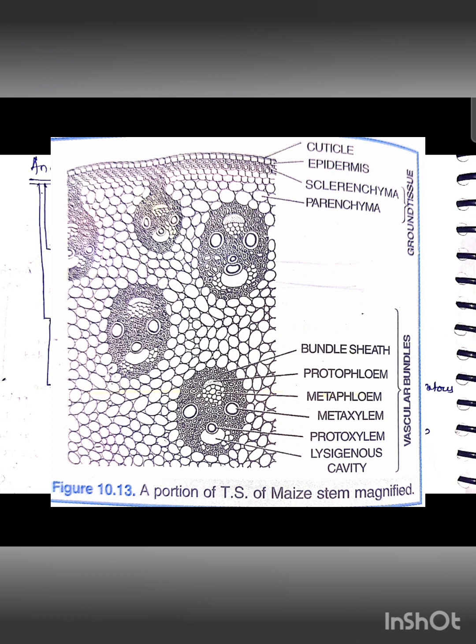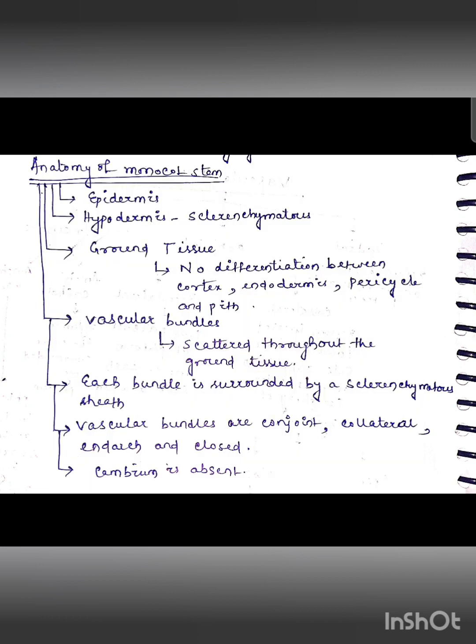Then anatomy of a monocot stem. The outer layer is epidermis, then hypodermis which is sclerenchymatous, then ground tissue. Ground tissue means there is no differentiation between cortex, endodermis, pericycle and pith in case of monocot stem. So simply all these tissues together are called ground tissue.